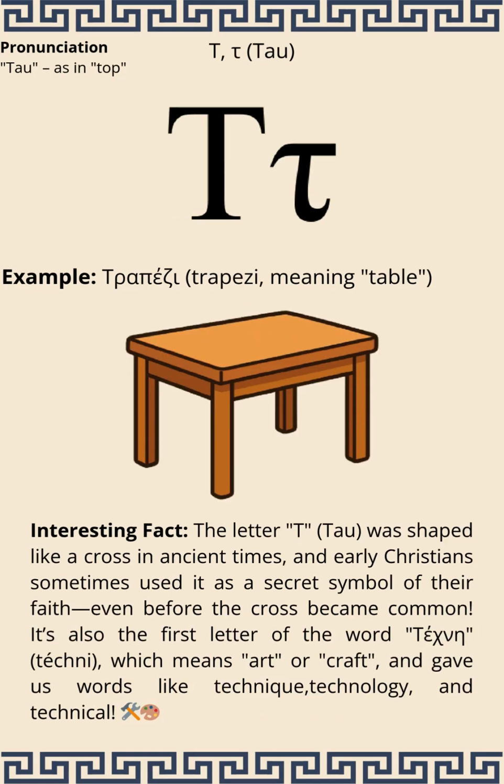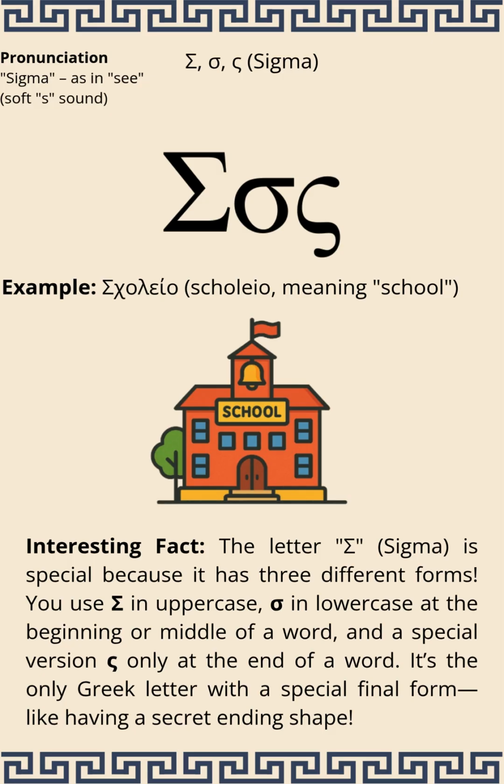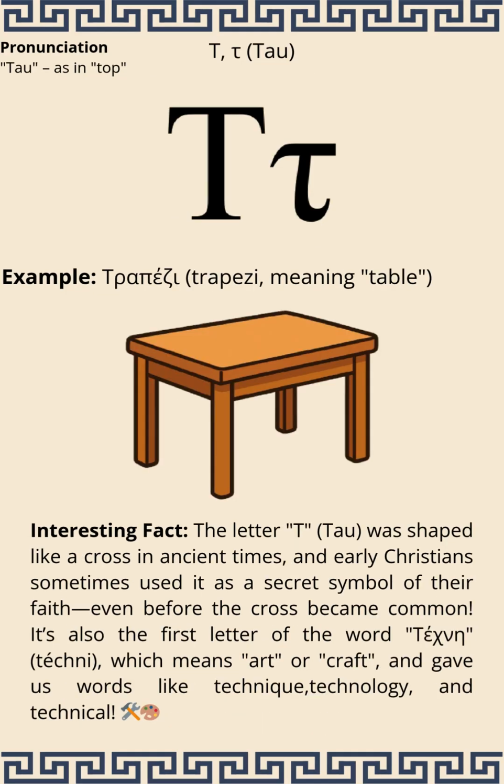So then we have the letter taf. Okay. I forgot to mention that here, sigma, okay, s is scholio. The example is scholio. That means school. Then we have taf. Taf is like trapezi, okay, the table. Trapezi. Also remember the shape in geometry, the trapezium, okay, trapezium. So it's t. T, like top, trapezi. Okay.